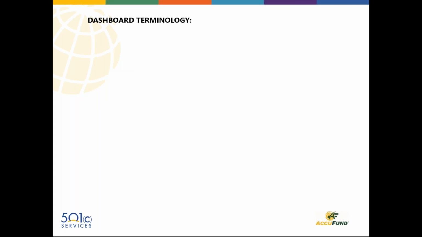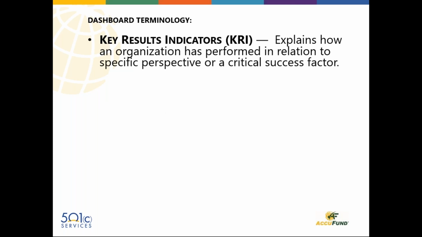Let's talk about some common terms for dashboards. Key results indicator. So a KRI explains how an organization has performed in relation to a specific perspective or a critical success factor. How have we done? What's our result?